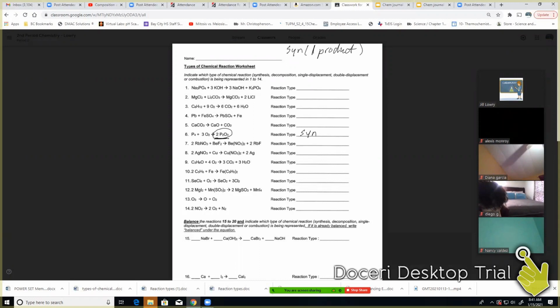Does anybody see another one? 13. Let me look at 13. 13 has one reactant, so we're going to talk about that in a minute, but look how it has oxygen and O2, so it has two products. Yeah, 10 would be my one other one. Number 10 only has one product, so that's going to be my synthesis.